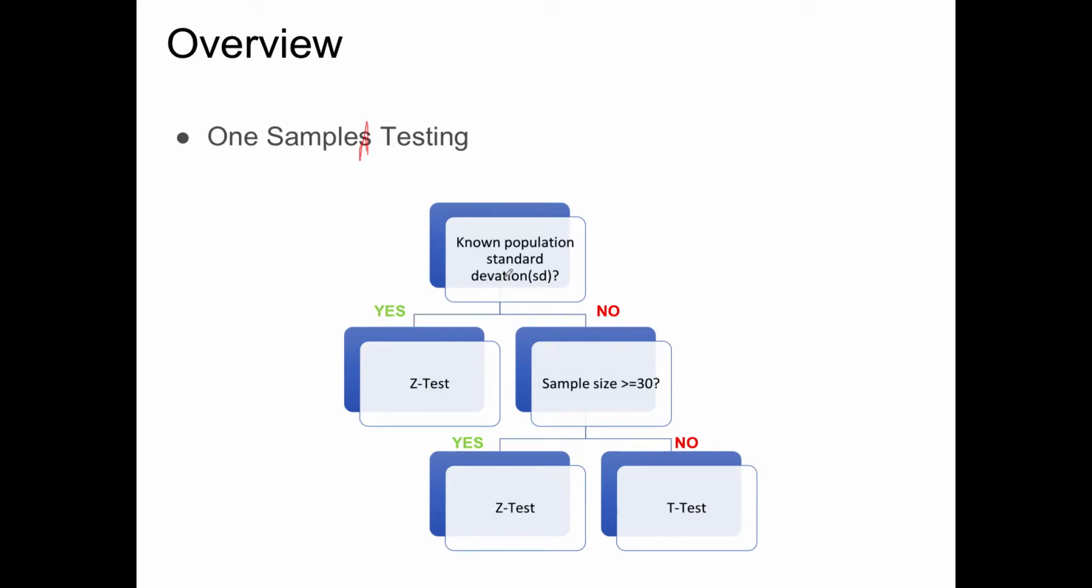first you ask yourself, do you know the population standard deviation? So the standard deviation or the variance, right? Because variance equals standard deviation squared. If yes, then we're using t-test. If no, we're just gonna ask if the sample size n is greater than 30. If yes, then z-test. If no, t-test.